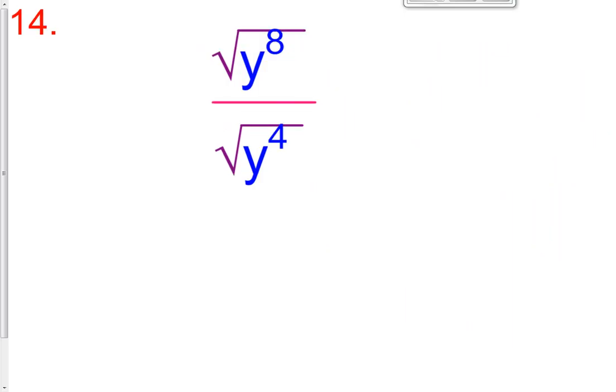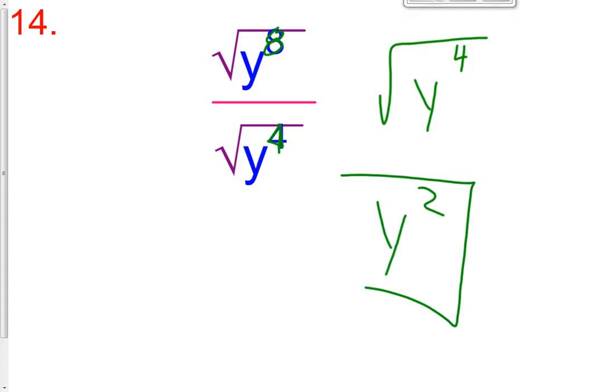Two more problems left. Number 14. You guys pause the video and try this one on your own. When you unpause the video, you should have gotten this. 8 minus 4 is y to the 4th, and it's the square root of y to the 4th. We just subtracted the exponents. 8 minus 4 is 4, and then the square root of y to the 4th is y squared. So hopefully you got y squared as your answer for problem number 14.